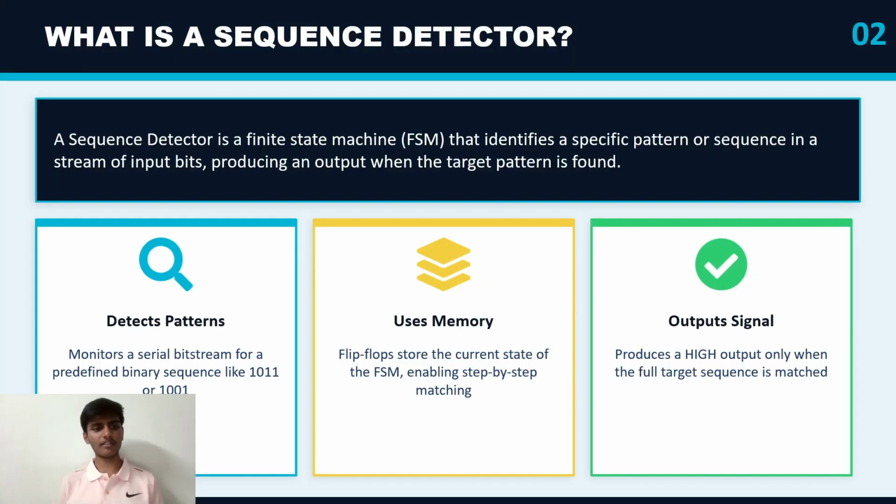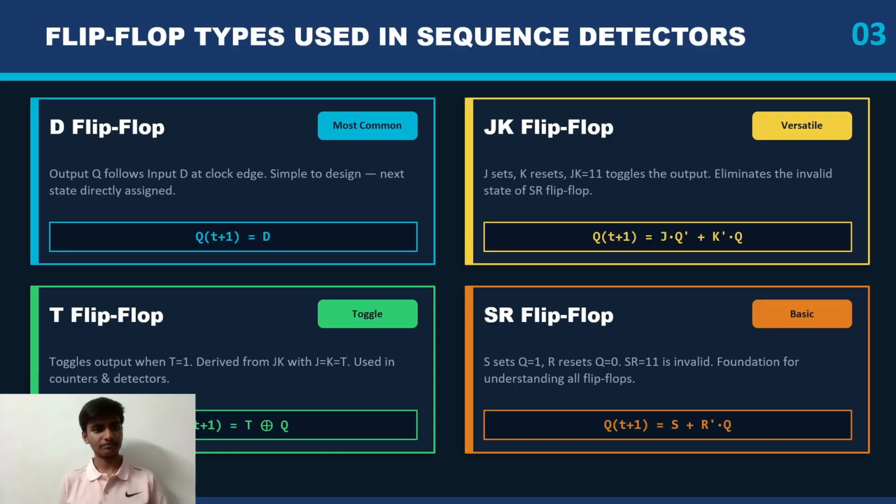What is a sequence detector? It is a finite state machine that identifies a specific pattern or sequence in a stream of input bits, producing an output when the target pattern is found. It monitors a serial bit stream for a predefined binary sequence like 1011 or 1001. Flip-flops store the current state of the FSM, enabling step-by-step matching. It produces a high output when the full target sequence is matched.